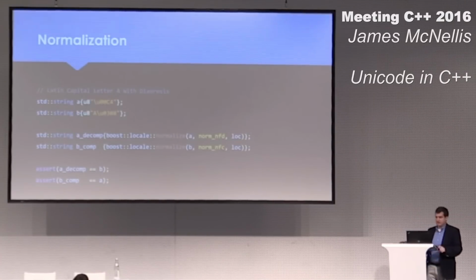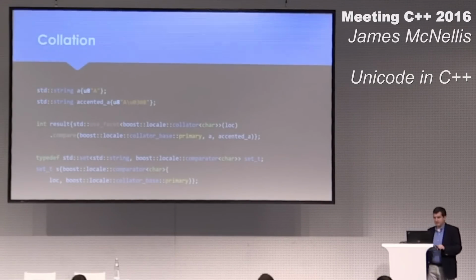We can do normalization. So here we have both the precomposed and the decomposed forms of that A with diaeresis. And we can normalize those into the opposite form and then see that we get the correct result. You can see this is much nicer from a modern C++ perspective, right? We actually return the result. We throw exceptions on out-of-memory errors and things like that.